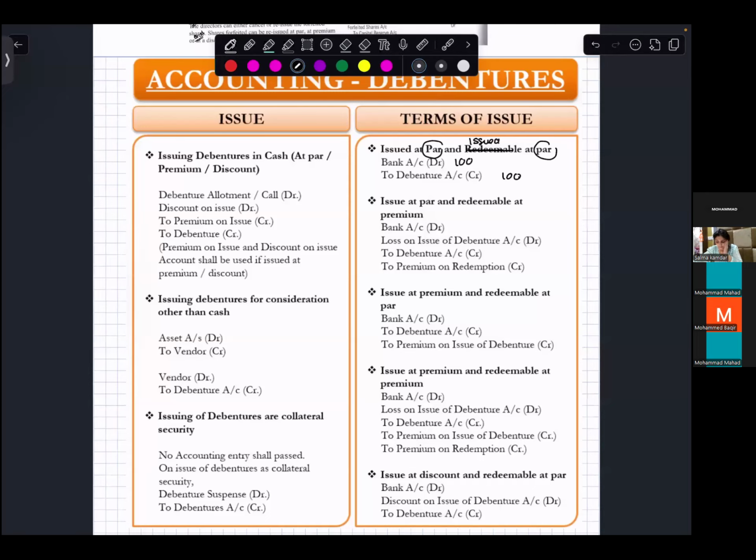Come on, you have the first entry: issued at par, redeemed at par. What does it mean? You took 100 and you are going to give 100. So at the time of taking, are you facing any loss? No. At the time of taking your loan, you know that in future also you're not going to have any loss. So it would be bank debit, debenture credit, 100. Every time you do this, you multiply it with the number of debentures. I hope you're with me.